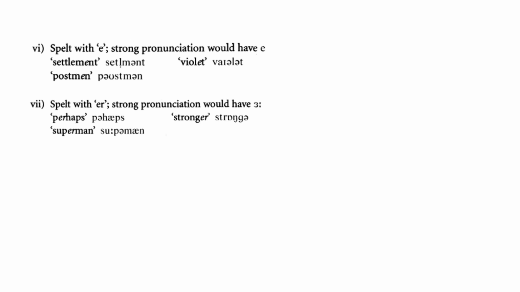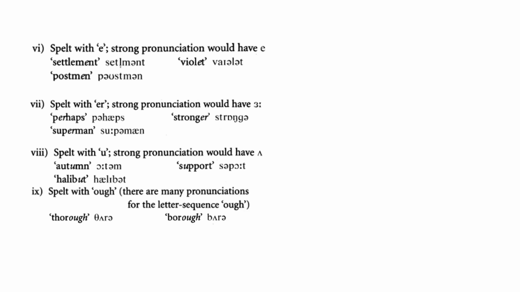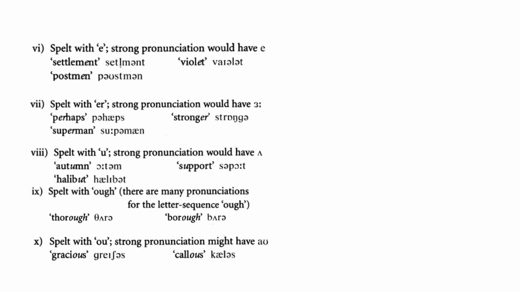Spelt with A, strong pronunciation would have a longer vowel, as in the words perhaps, stronger, and Superman. Spelt with U, strong pronunciation would have a longer vowel, as in the words autumn, support, and halibut. Spelt with O, U, G, and H, there are many pronunciations for this letter sequence: thorough, borrow. Spelt with OU, strong pronunciation might have a longer vowel: gracious and callous.